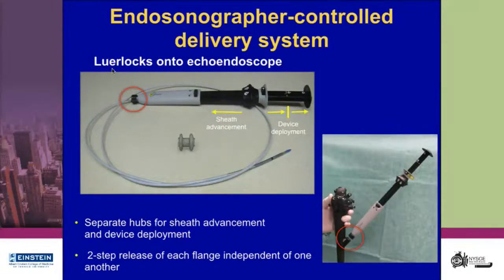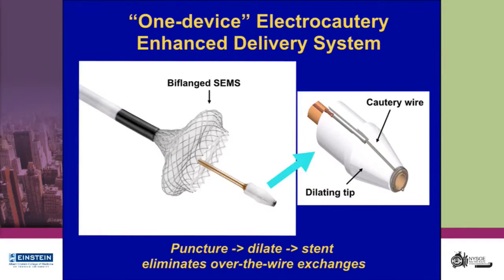And because the stent is so short, we have to very precisely place the stent to straddle the wall between the cyst and the bowel. And therefore, you need a dedicated endosonographer-controlled delivery system that Luer-locks on the echoendoscope and really functions like an FNA needle. And there are separate hubs. Hopefully, we can show this to you today, that enable us to advance our sheath completely independent of the device deployment, and we deploy the proximal and distal flanges completely independent of one another.